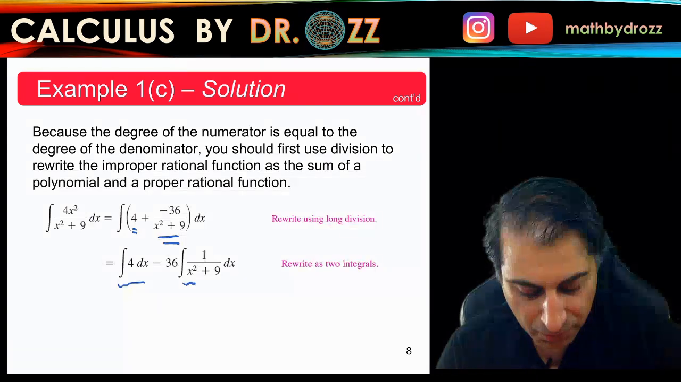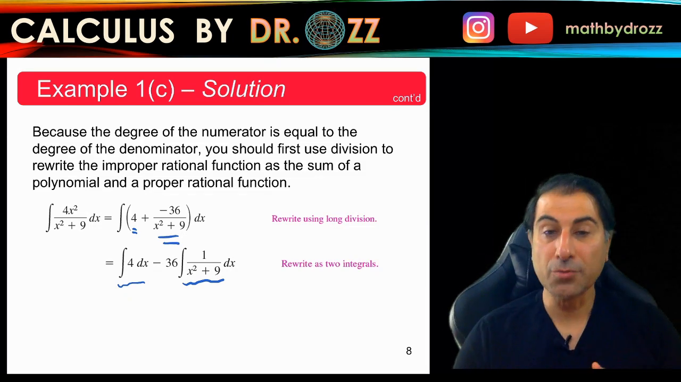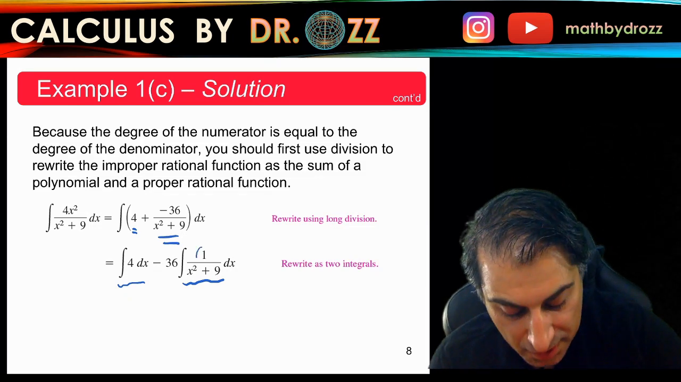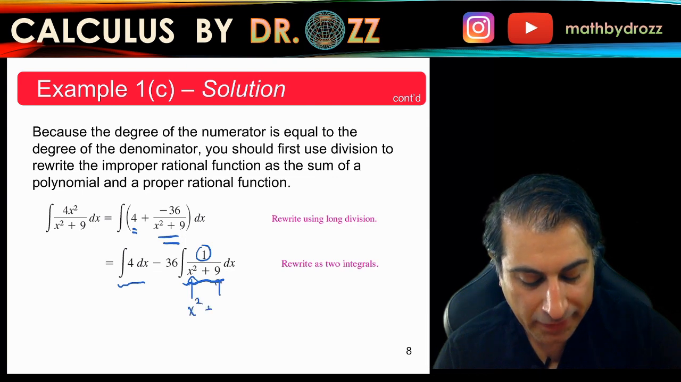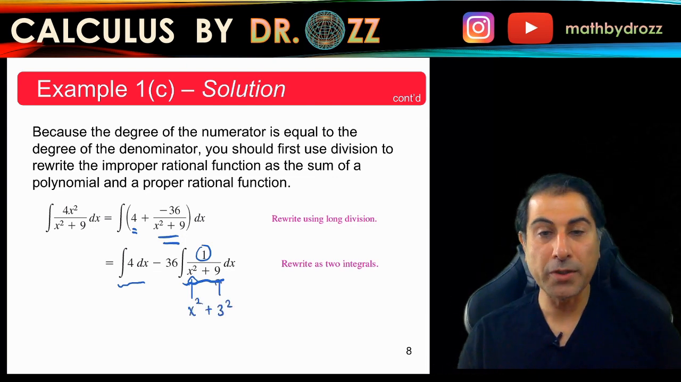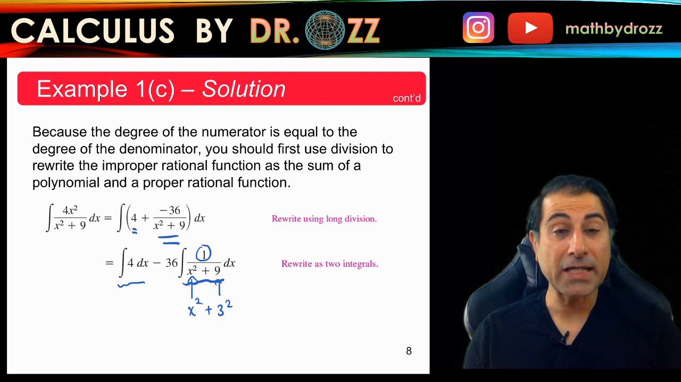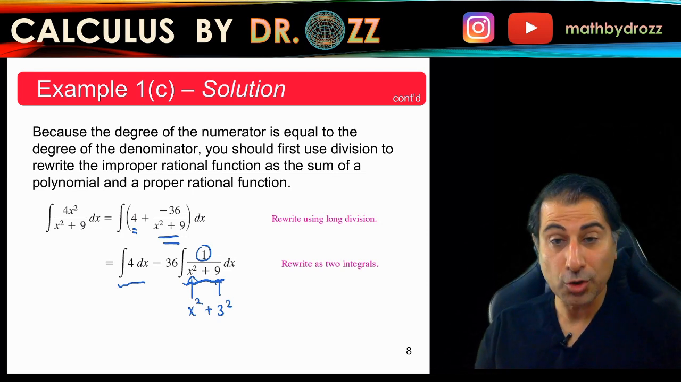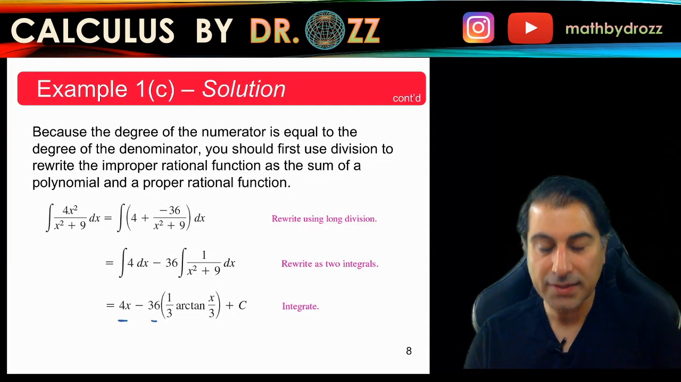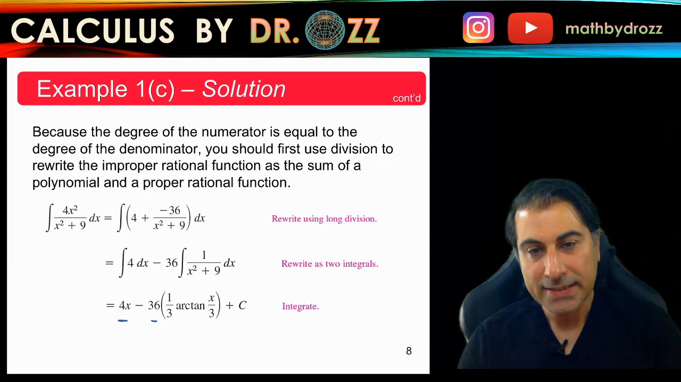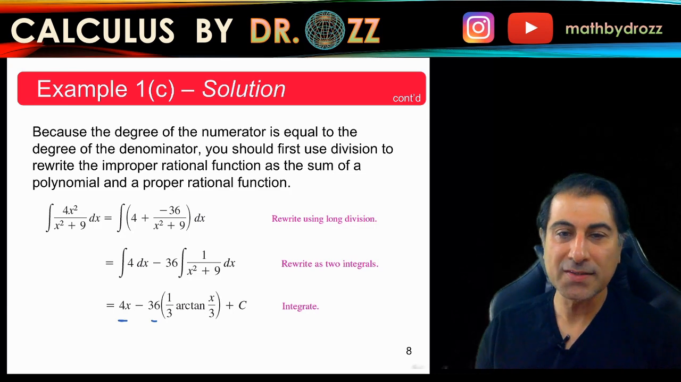And for this one, we're going to use the arctan rule because we have a number divided by a sum of squares. So this is like x squared plus 3 squared. So that arctan rule applies perfectly here. And here we go: 4x minus 36 times 1/3 arctan of x over 3, plus C, is the answer.